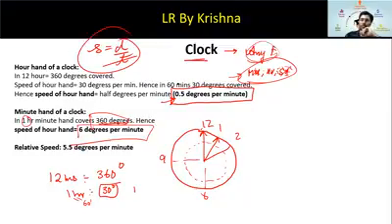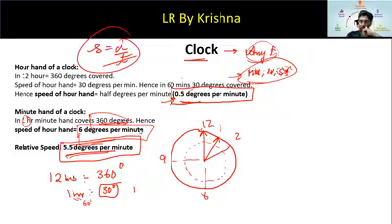This you should know: hour hand speed will be 0.5 degrees per minute. Minute hand speed will be 6 degrees per minute, because when 1 hour elapses, the minute hand will cover the entire circle, correct? This is the speed of the hour hand, this is the speed of the minute hand. What is their relative speed, guys? They are moving in the same direction, both hour hand and minute hand, right? So the relative speed will be 5.5 degrees per minute.